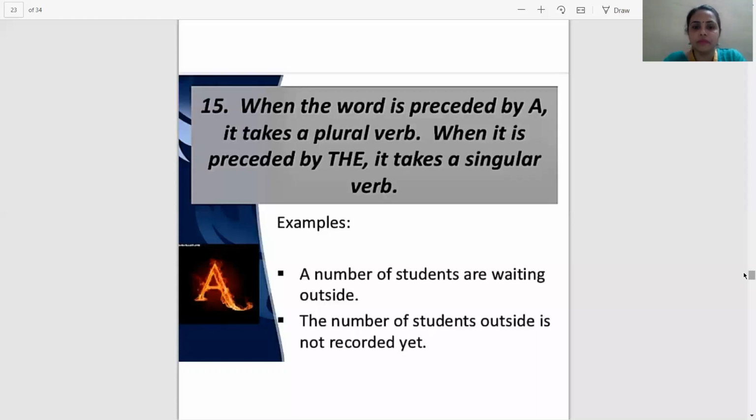The number of students outside is not recorded yet. When I use the, it is uncountable.